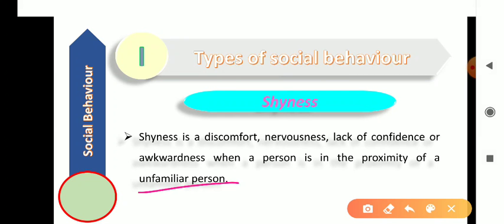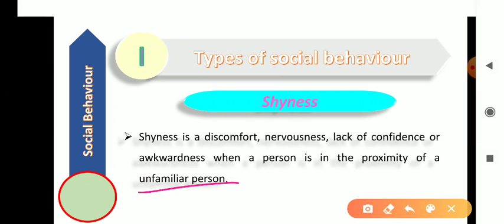So shyness can be in a social scenario, and it can act as a social phobia. If the person is developing and the shyness is not going away from the person, then that can develop into a social phobia for the person.